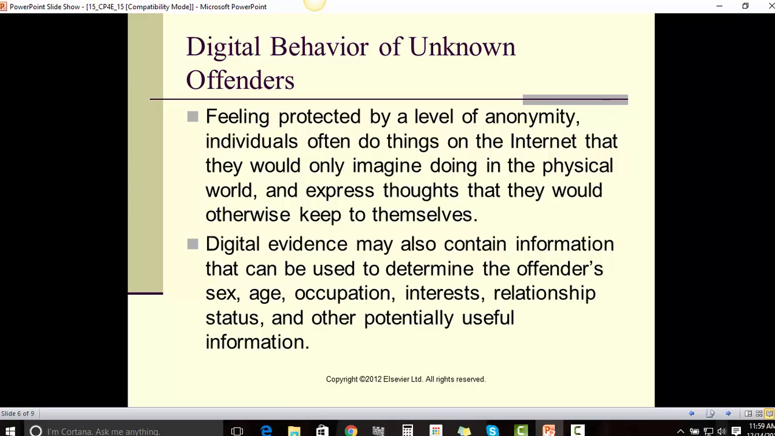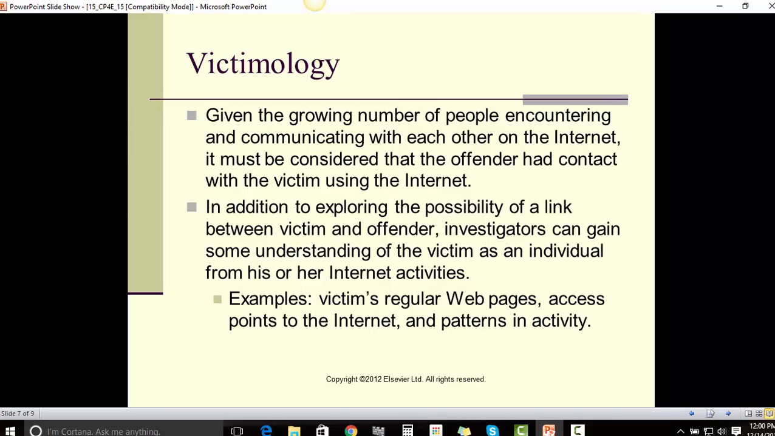Digital behavior of unknown offenders. Feeling protected by a level of anonymity, individuals often do things on the Internet that they would only imagine doing in the physical world and express thoughts they would otherwise keep to themselves. Digital evidence may also contain information that can be used to determine the offender's sex, age, occupation, interests, relationship status, and other potentially useful information.